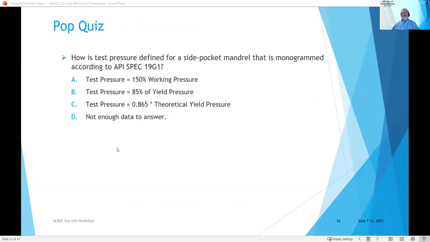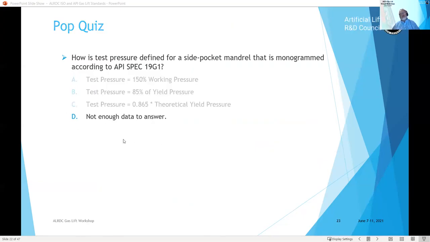So here's a pop quiz. How is test pressure defined for a side pocket mandrel that is monogrammed according to API Spec 19G1? Test pressure is 150% of working. Test pressure is 85% of yield pressure. Test pressure is 0.865 times the theoretical yield pressure. Not enough data to answer.